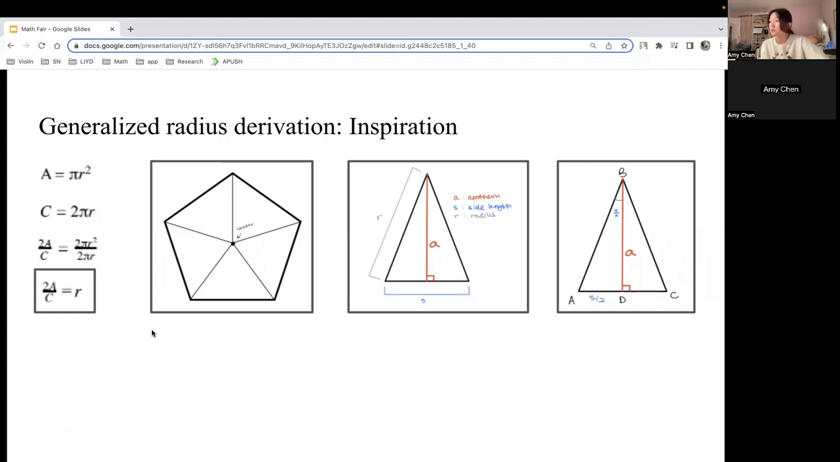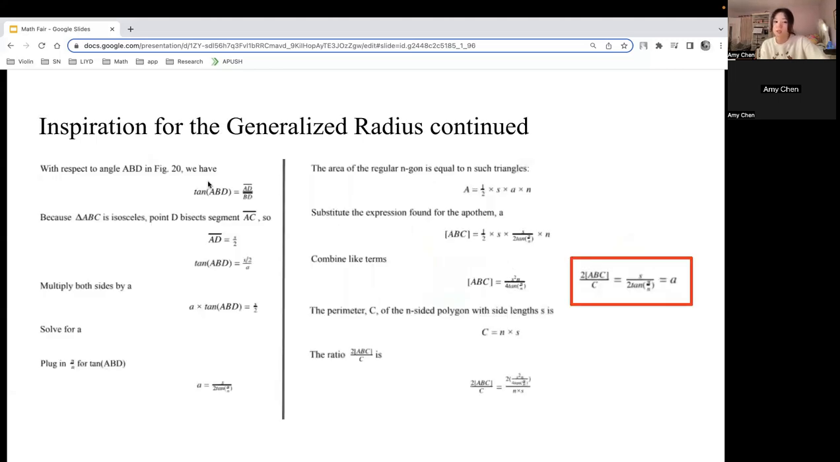Next, we zoom in on one of the n triangles created to denote this triangle ABC. Each angle at the center is equal to 2 pi over n, meaning angle ABD is equal to pi over n. Using trigonometry, we obtain the expression that the tangent of ABD equals segment AD over BD. And because triangle ABC is isosceles, point D bisects segment AC, so AD is equal to S over 2. Plugging this in and solving for a, we get that the apothem a equals S over 2 times tan of pi over n. Now, because the area of the regular n-gon is equal to n such triangles, A equals 1/2 S a n.